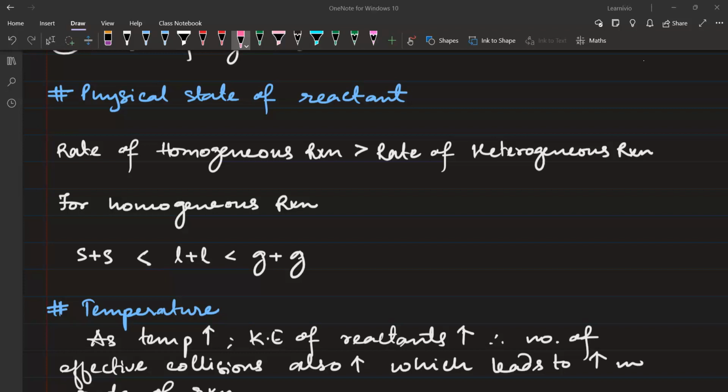So whenever we have these type of reactions, the reactant molecules or the product molecules don't have to go through phase transformation, because they don't have to convert from solid to liquid and liquid to aqueous. That is why the rate of homogeneous reaction is always greater than the rate of heterogeneous reaction.